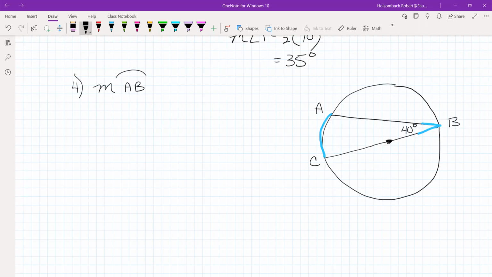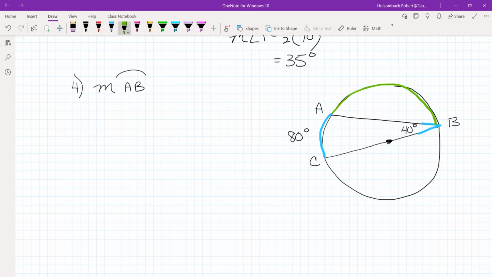And didn't we say yesterday that arc AC is twice as big as its inscribed angle? All right, so that makes AC 80 degrees. But they're not asking for AB, are they? They're not asking for AC, they're asking for AB.